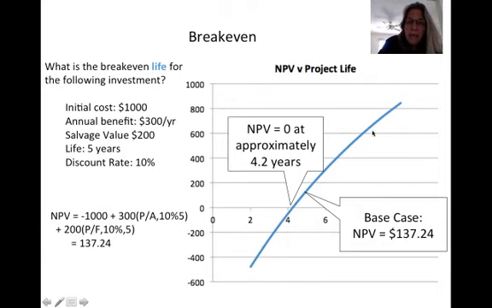What that means, interpretively, is if the project lasts longer than 4.2 years, the net present value is always positive. If it's less than 4.2 years, the net present value is negative, so it's a bad project. So this is really saying, when does my decision about the project change?